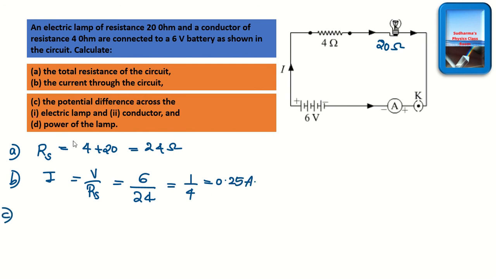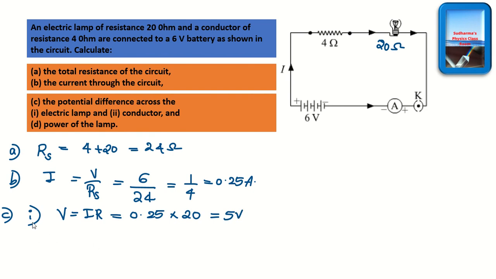The potential difference across the electric lamp. Potential difference across the electric lamp V is equal to IR. I is 0.25 and resistance of the lamp is 20. So this is how we calculate the voltage or the potential difference. So I into R, the total current in the circuit multiplied by the resistance. So we will get 5 volt.